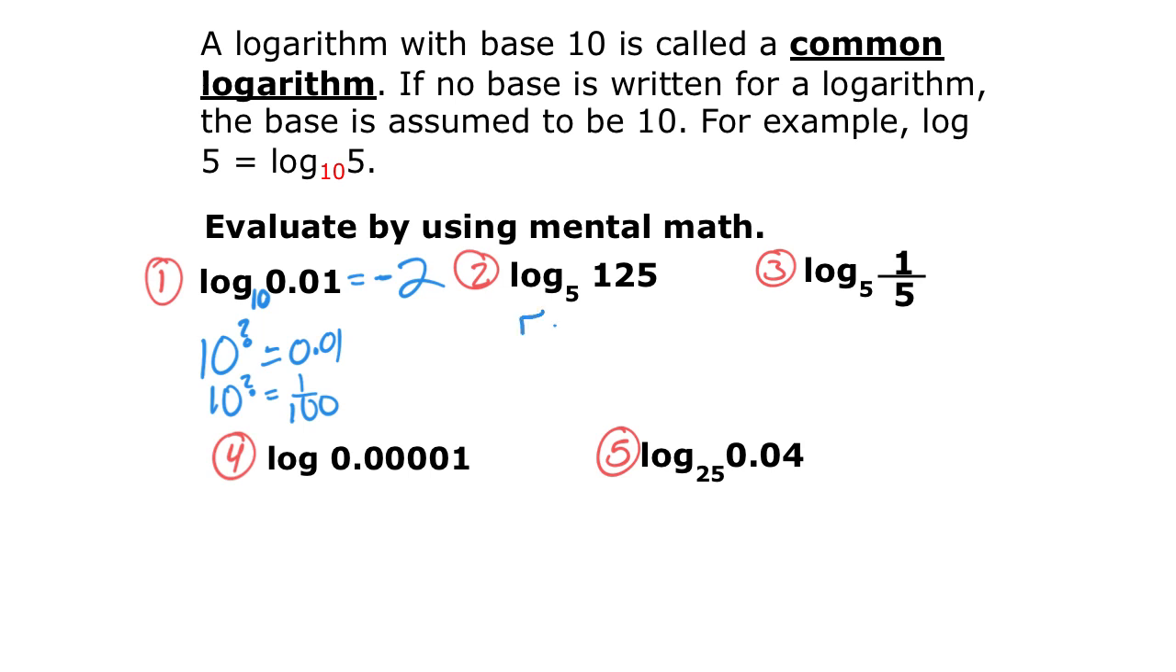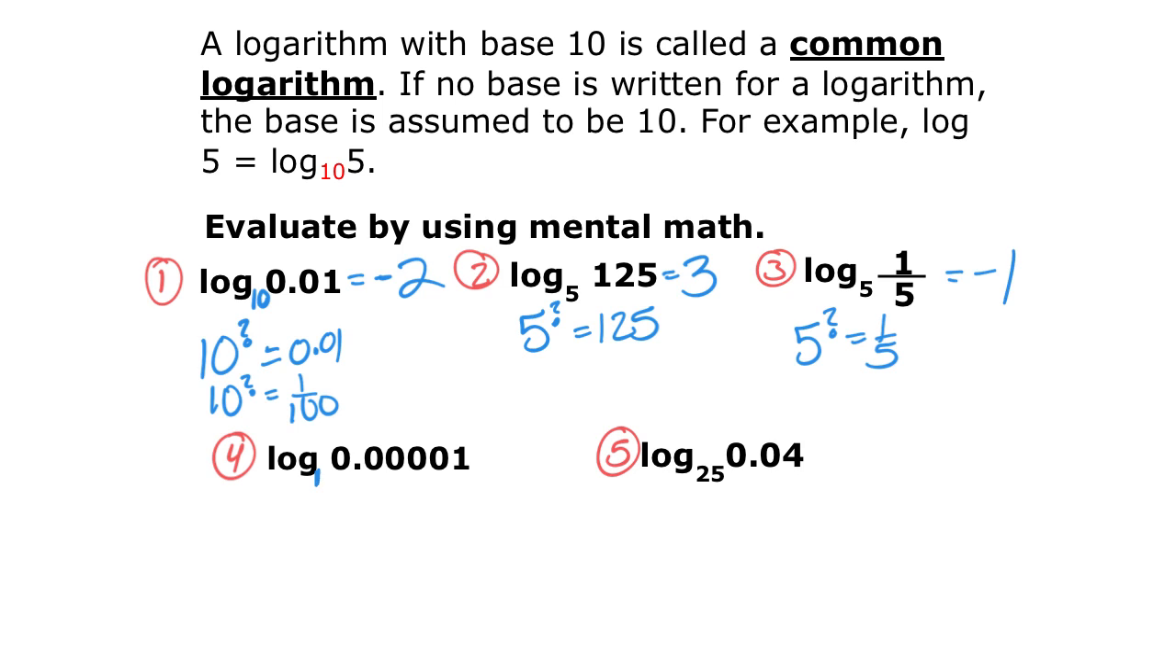In number 2, I'm thinking 5 to what power is 125, and I realize that that's going to be 3. 5 to the 3rd power is 125. In number 3, I'm thinking 5 to what power is 1/5, and that's going to be -1, because that's what's going to make it into a fraction and put it in the denominator.